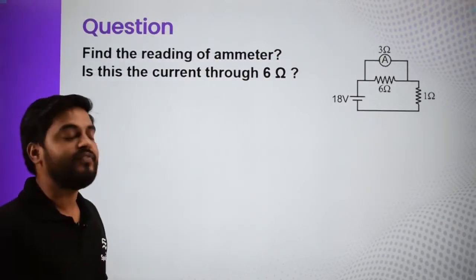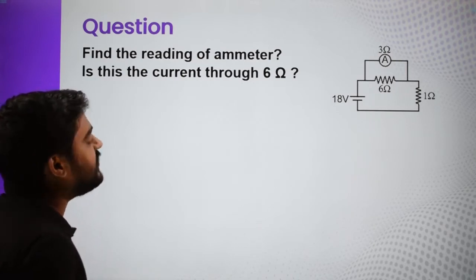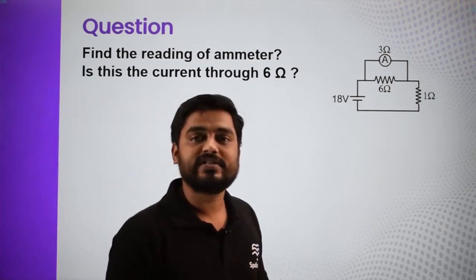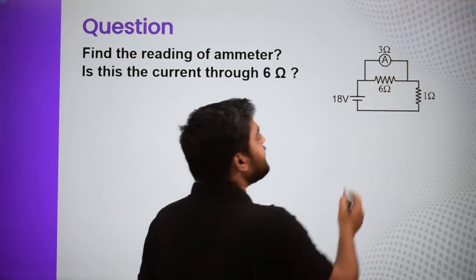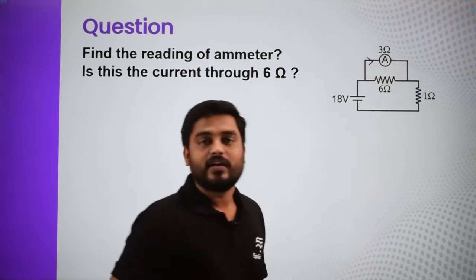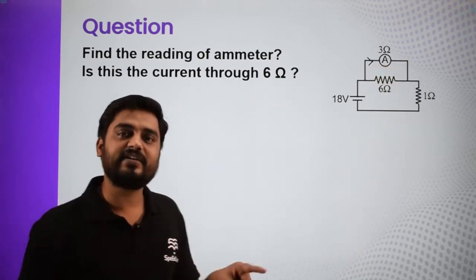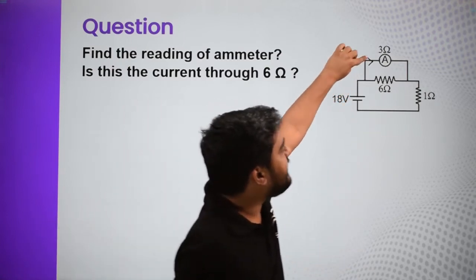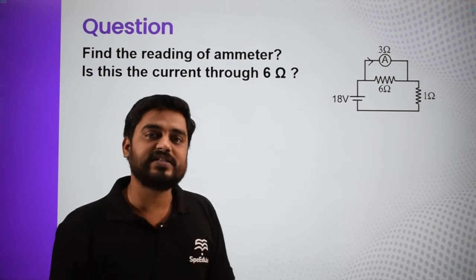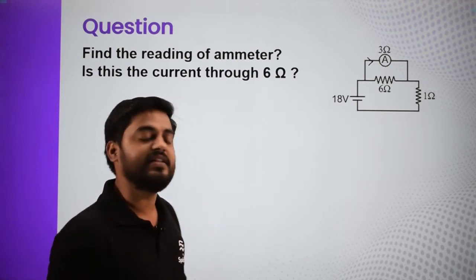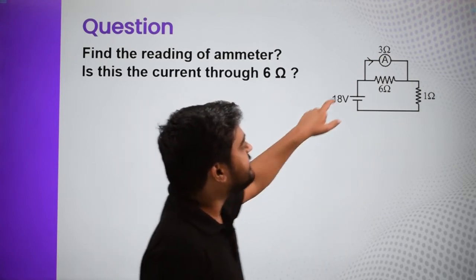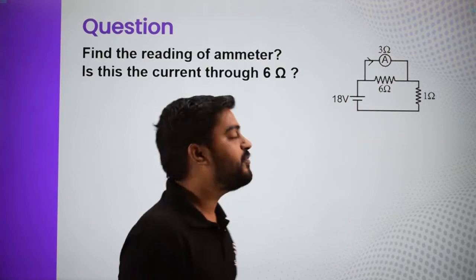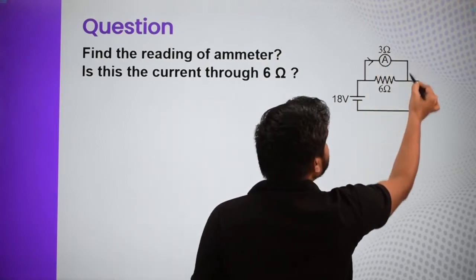Now let us discuss this question, and this question says find the reading of ammeter. Is this the current through the 6 ohm? First, is this the current through the 6 ohm? So whatever is the reading of this ammeter is not the current through the 6 ohm, because this ammeter is basically, see, what is the normal symbol for ammeter? We just write A, right? So if we don't write this 3 ohm, then this is an ideal ammeter which is having zero resistance, right? If we don't write anything, but since 3 ohm is written over here, that implies that the ammeter itself is having 3 ohm resistor, and now it will behave as a normal resistor like this.